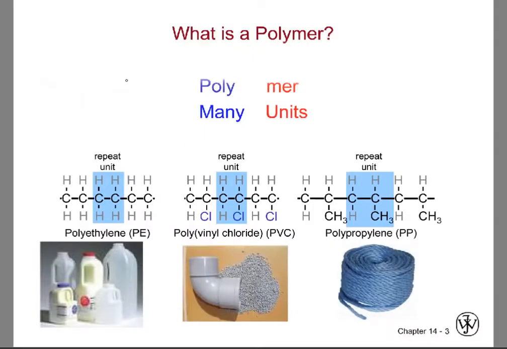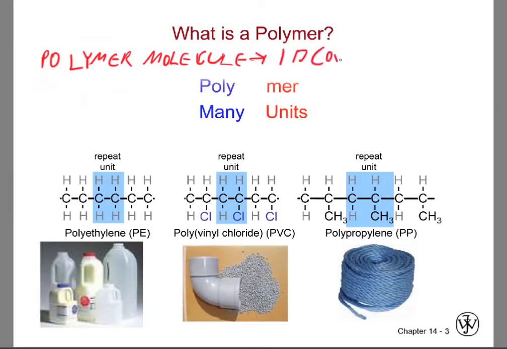What is a polymer? A polymer is a long chain of 1D covalently bonded molecules. So the polymer molecule is a 1D covalently bonded chain.